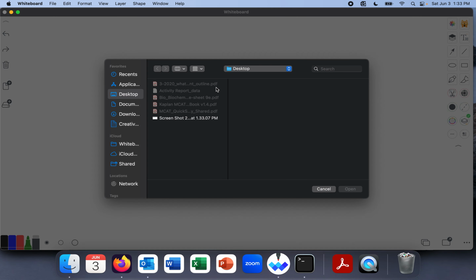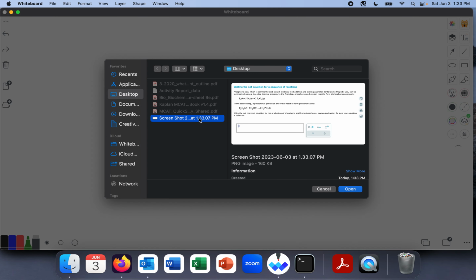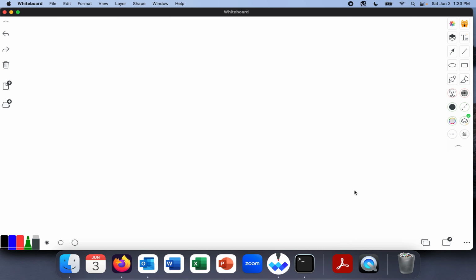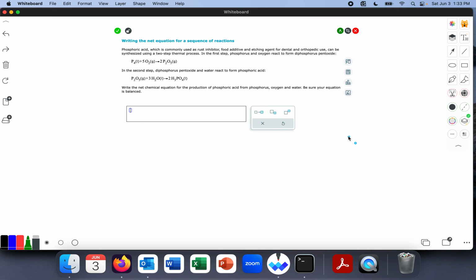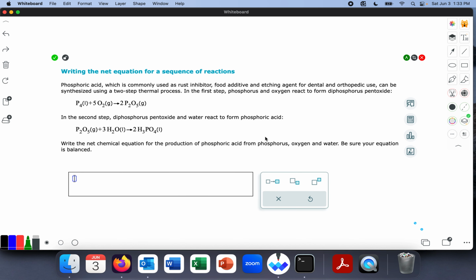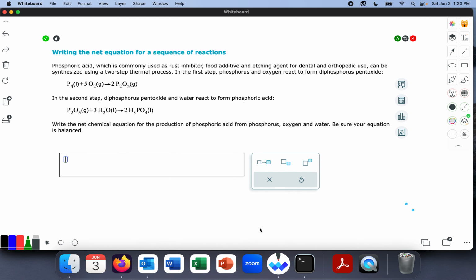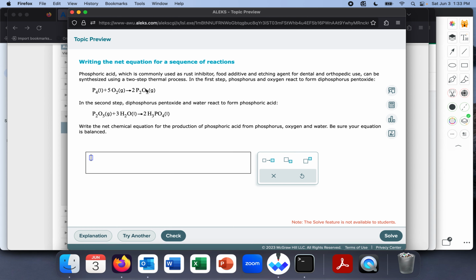Sorry for the background noise. It's such a pretty day out there that, there we go. Okay, let me make sure this is the same one. Writing the net equation for a sequence of reactions, and I've got P2O5, diphosphorus pentoxide. Let's go back over here, and that's it. So this is the same topic, phosphorus pentoxide. Let me go shut that door. I've got a helpful young man outside cutting the grass, but hopefully that's not too distracting.